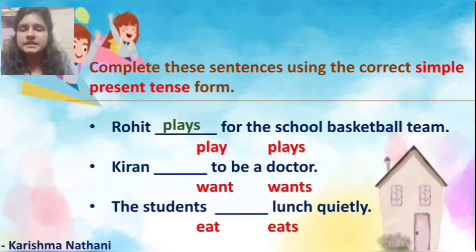Second one is Kiran blank to be a doctor. Kiran is a singular name, only one name of a girl. So answer is wants. Kiran wants to be a doctor. The students blank lunch quietly. Students, plural form. So no need to add s or es at the end of the verb. Answer eat. The students eat lunch quietly.